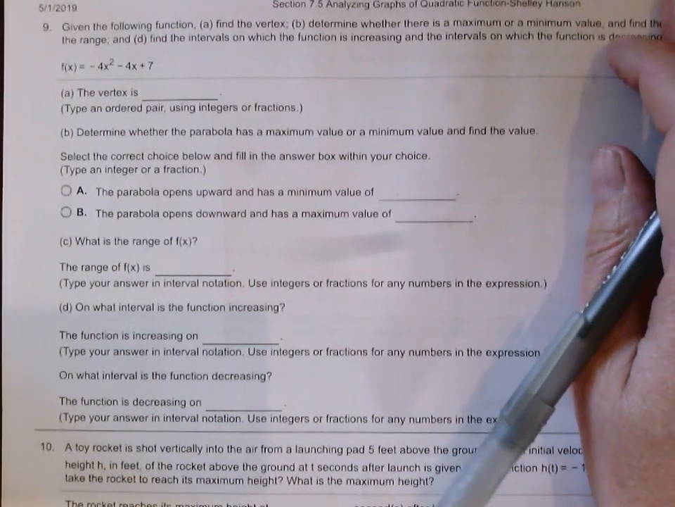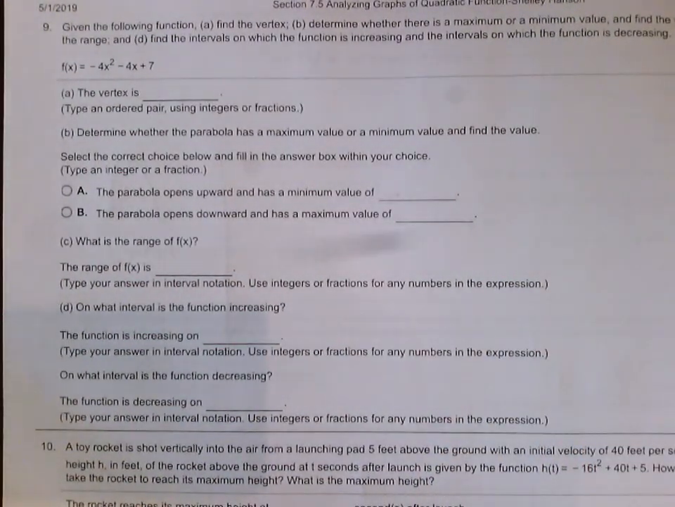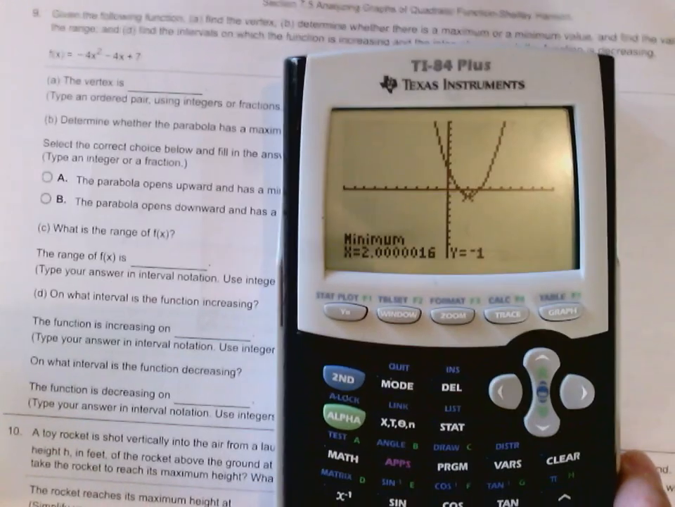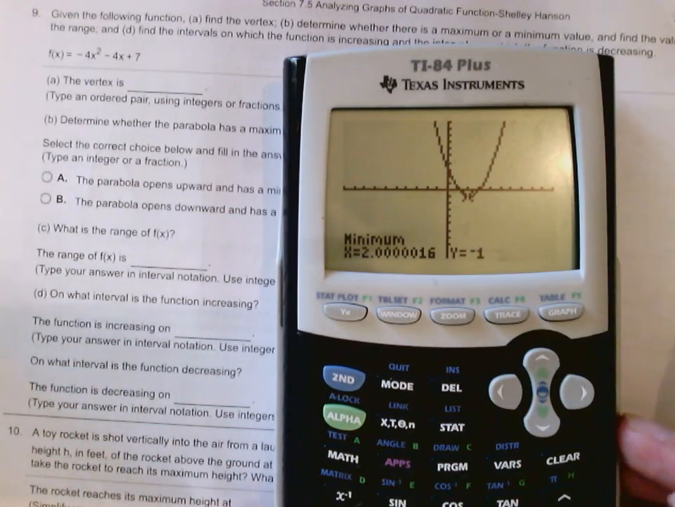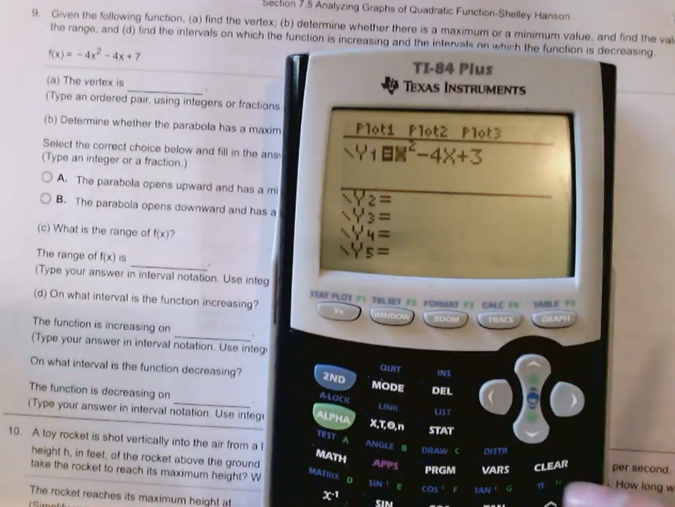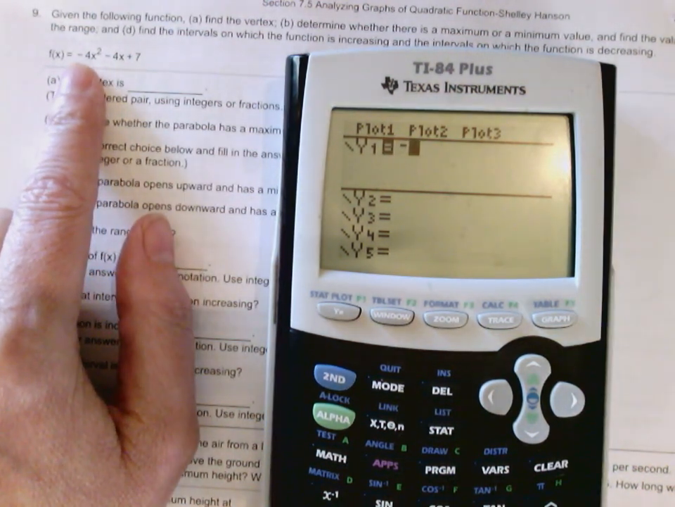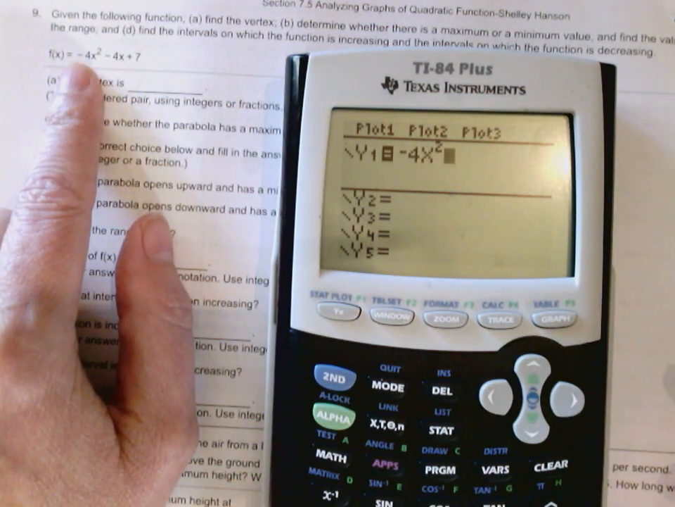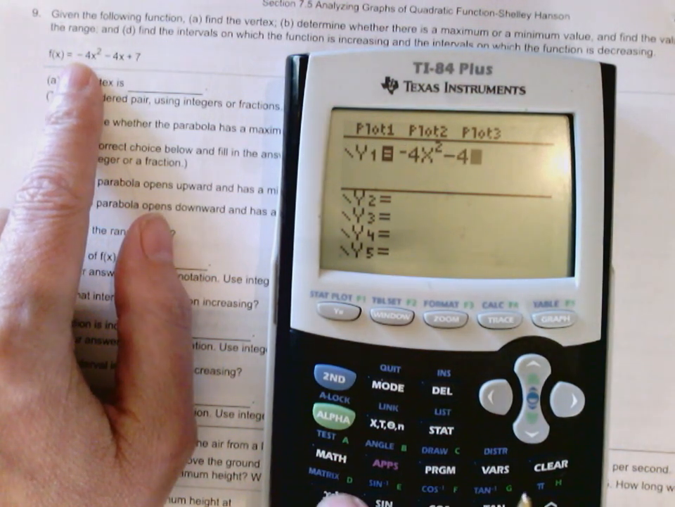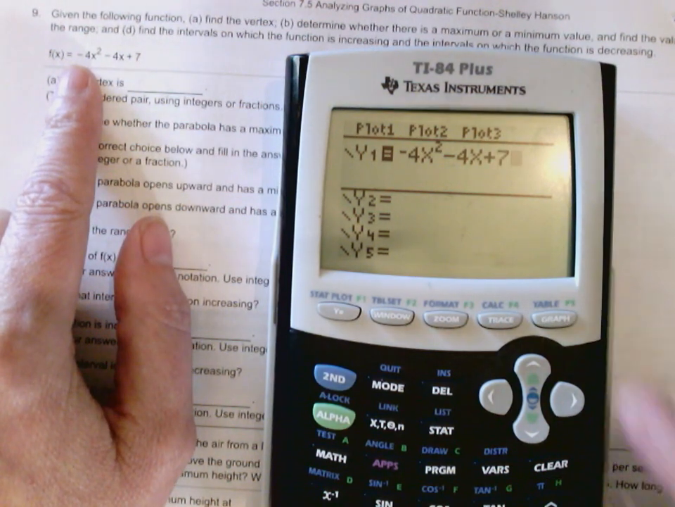Okay, one more of these, and these are the problems that students have the most trouble with. So I'm going to work through this whole problem again using this other problem. So let's just start off. It's the same questions about this. So let's go to your y equals and clear it out and put in our new function, which will be negative 4x squared minus 4x plus 7. And let's graph it.